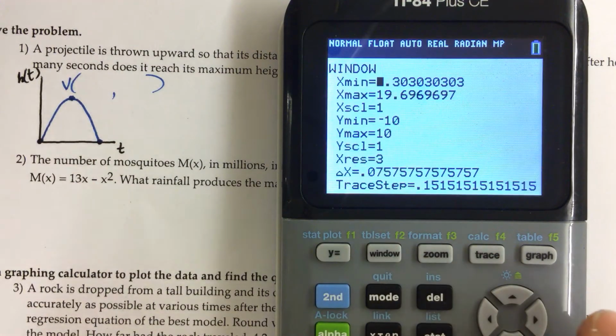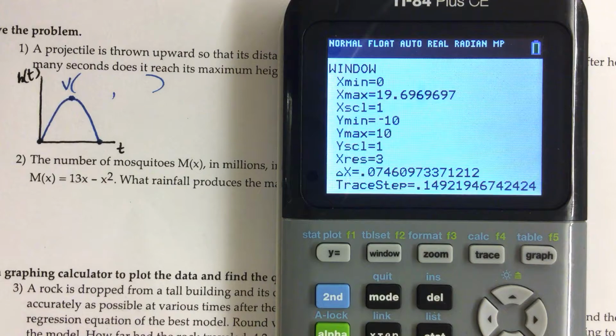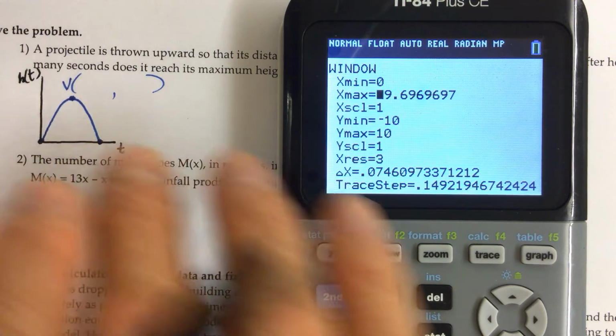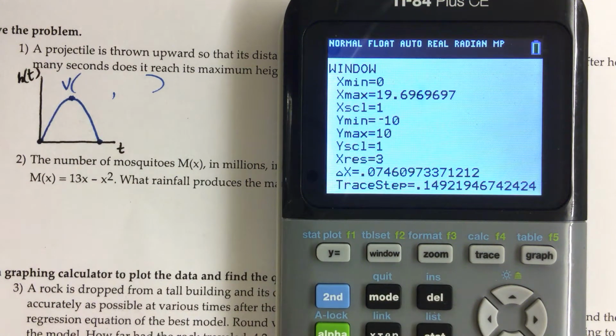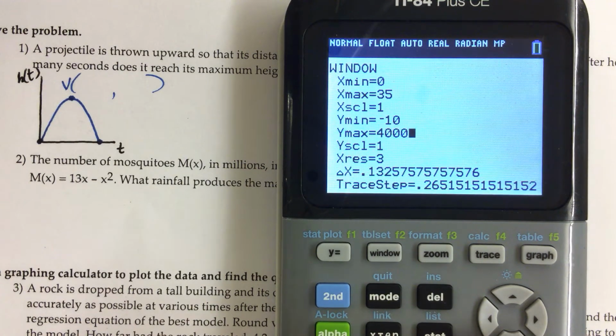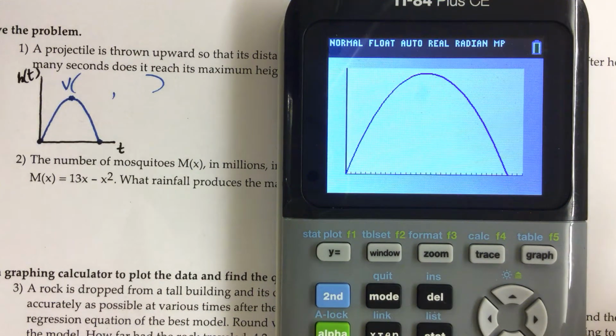So I can go to my window now. I can adjust my x min to 0 because x represents time. And then my x max, I'll go past 30 because I'm assuming it's going to take about 30 seconds to get back down, so maybe 35 for an x max. And remember, the maximum height was about 3,800 for the y value, so I have to increase my y max to 4,000, let's say. Then I hit graph, and there we get to see the graph.